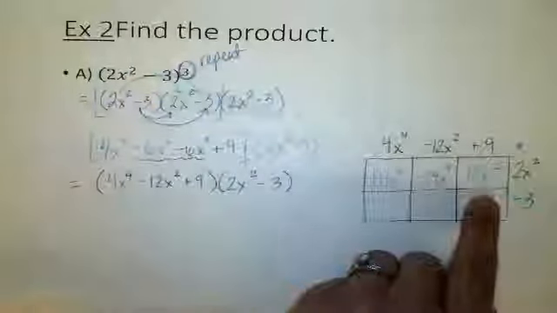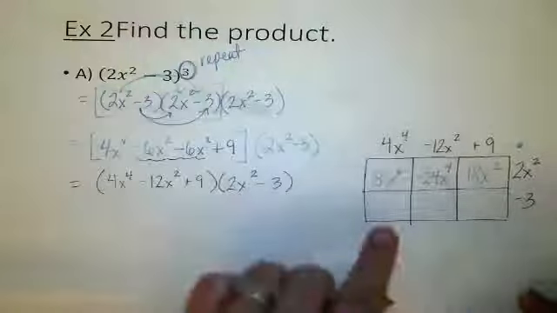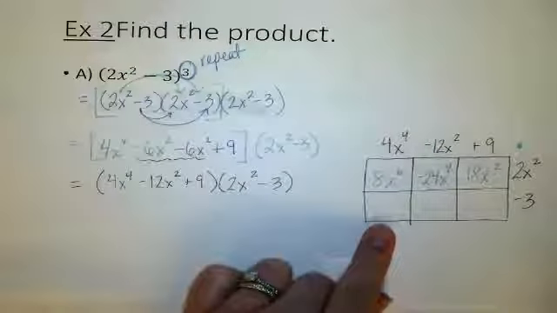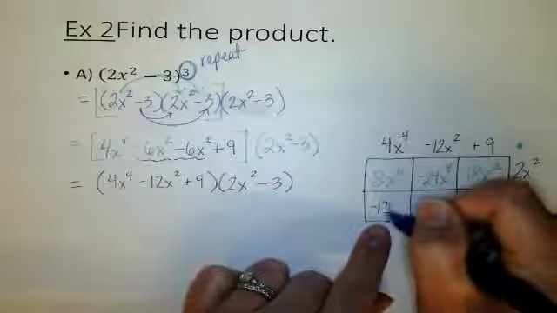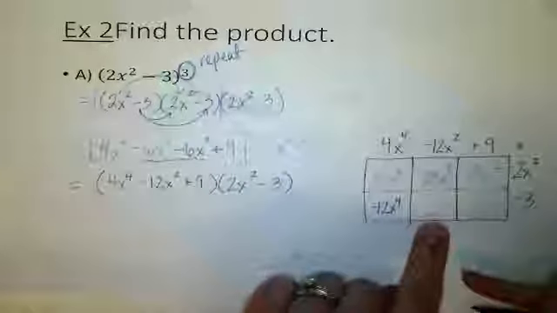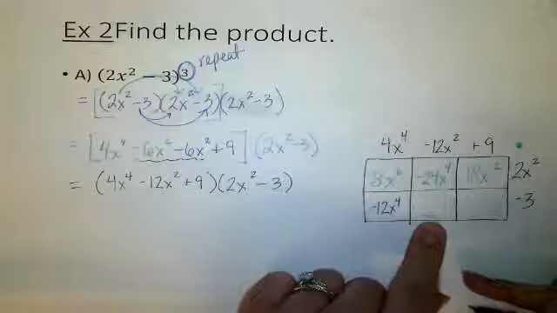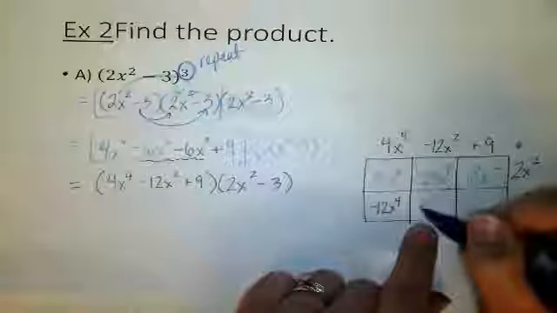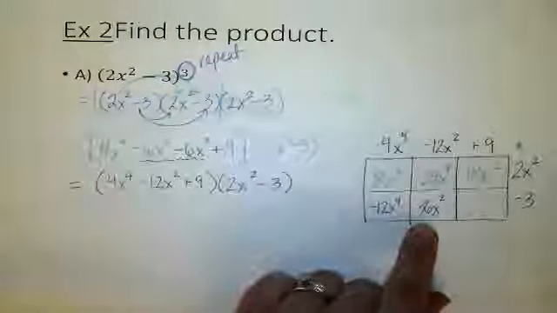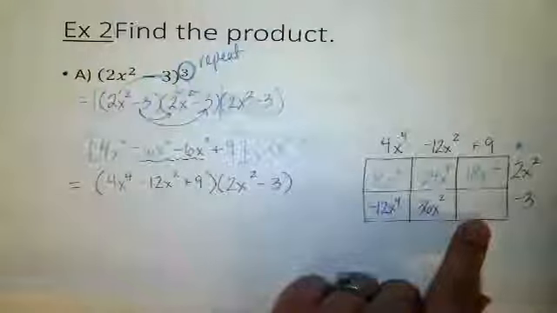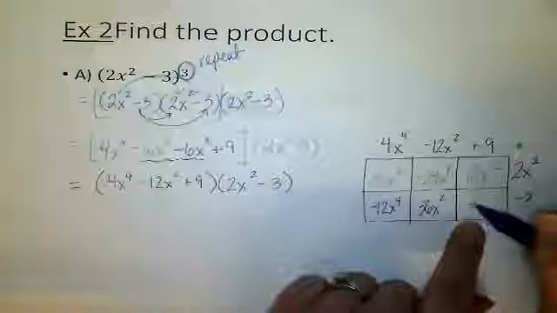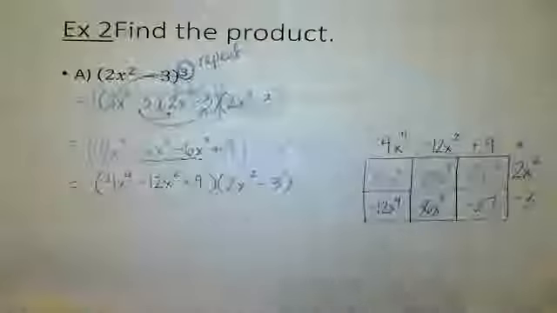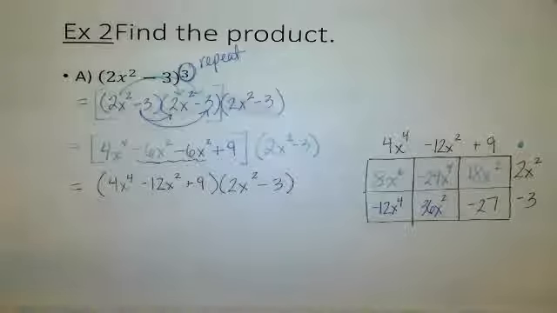x squared. Negative 12x to the 4th. Good. Negative 36x squared. Negative? Positive. Negative times negative is going to give us a positive 36x squared. And here we have negative 27. Oh, look at that. It still worked out. Kind of nice.